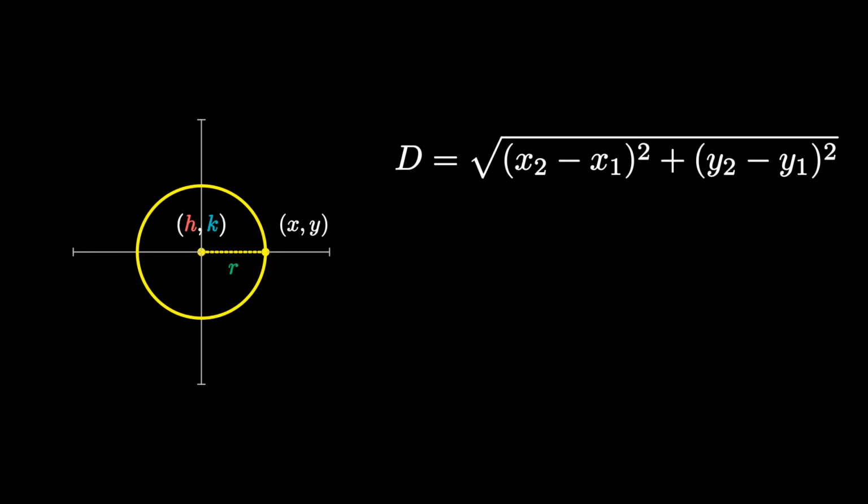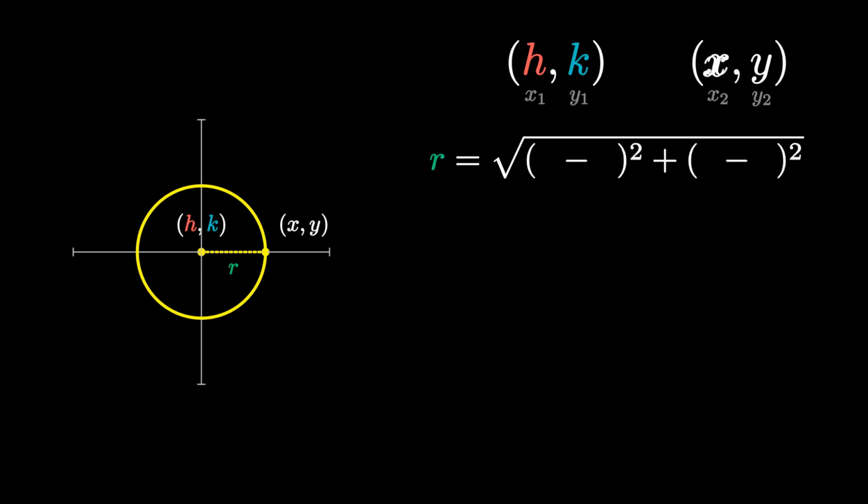Now to solve for r, we would just plug in our center and our endpoint into the x's and y's. So we can label our h as x1 and our k as y1, and then we can label our x as x2 and our y as y2. And then we can just plug in. So we'll plug in the x into the x2, and then we'll plug in the h into the x1. Then we'll plug in the y into the y2, and then the k into the y1. And things should start looking a little familiar, where we have r equal to the square root of (x minus h) squared plus (y minus k) squared.